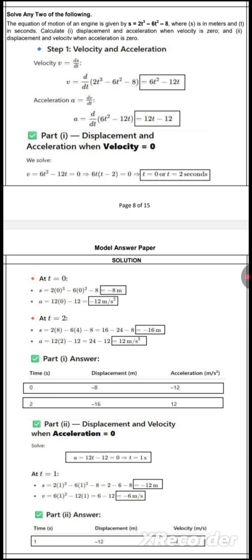So at time equal to 0, we got displacement and acceleration, and at time equal to 2, we also got displacement and acceleration. So these two sets of values we got.